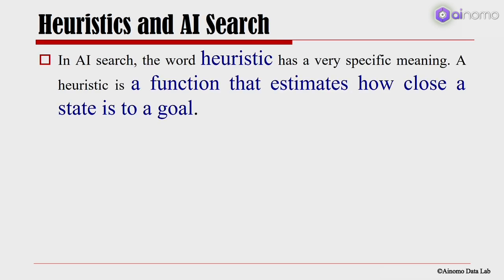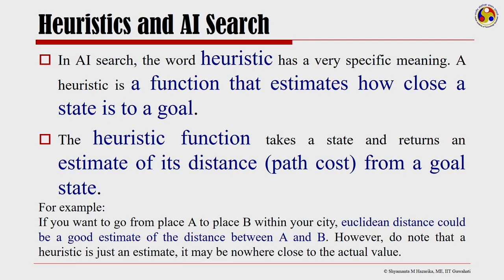Heuristics in AI search has a very specific meaning. It is a function that estimates how close a state is to a goal. In the next couple of slides, we'll look at what we mean by that. The heuristic function takes a state and returns an estimate of its distance, its cost of the path from the goal. Here it would be appropriate to think of an example from real life.